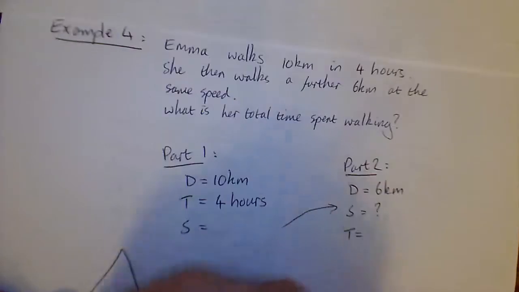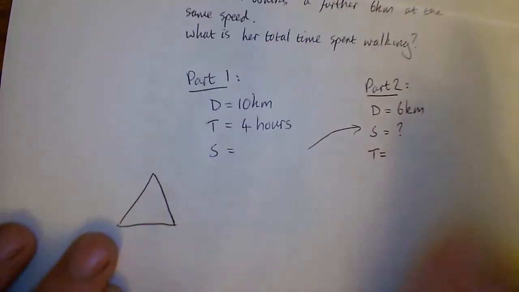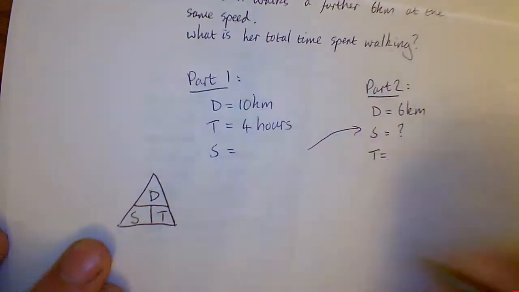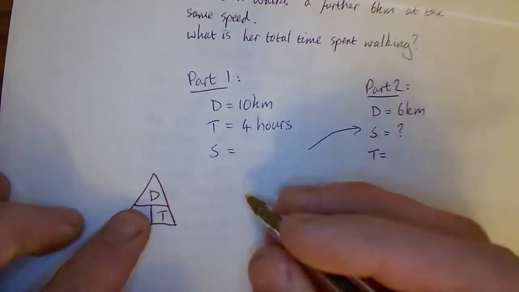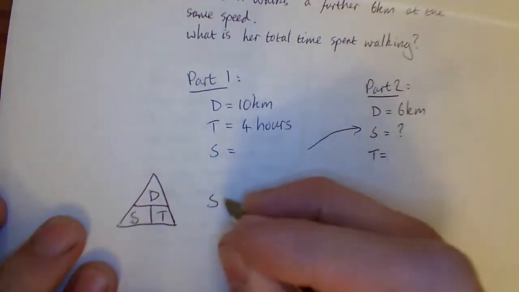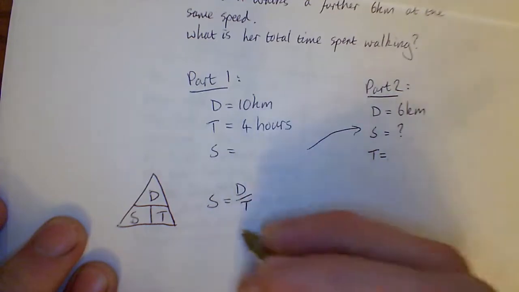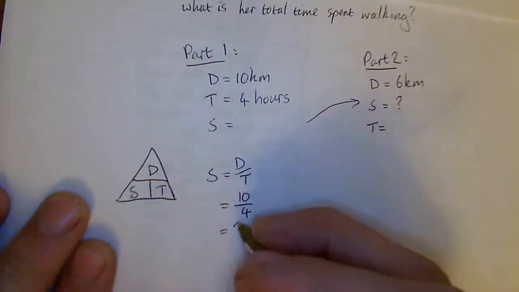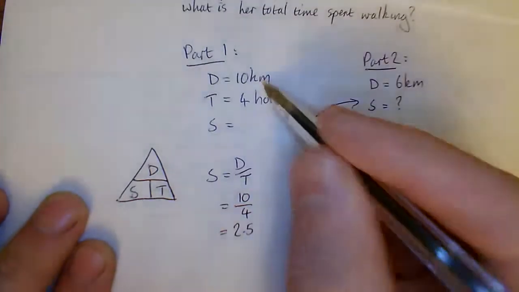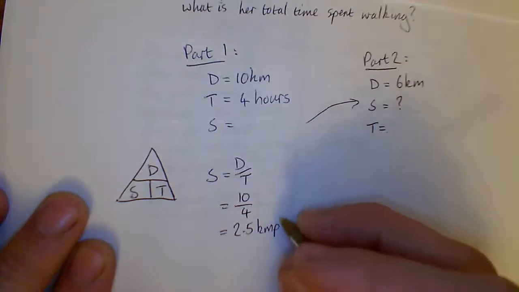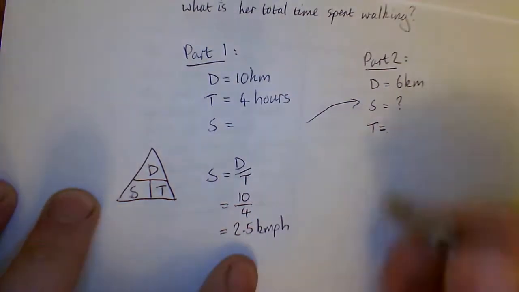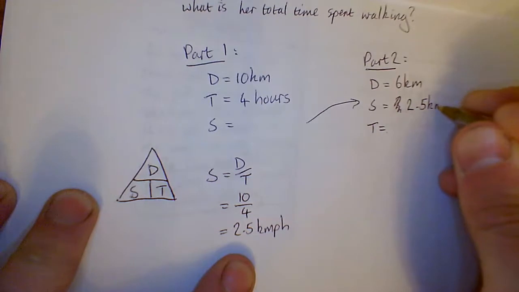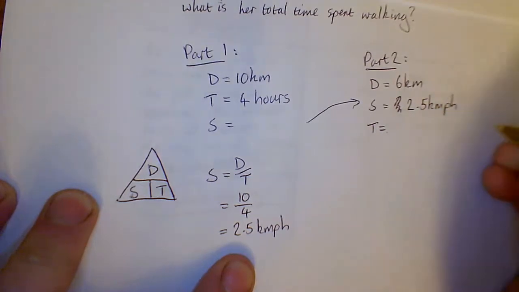So let's draw our speed, distance, time triangle. So it looks like that. First thing we're trying to do is find speed. So we're doing distance over time. That's 10 over 4, or 2.5 kilometers per hour, or kmph. Now we have that information, we can put it into this question up here. This is no longer unknown. We know that this is 2.5 kilometers per hour.